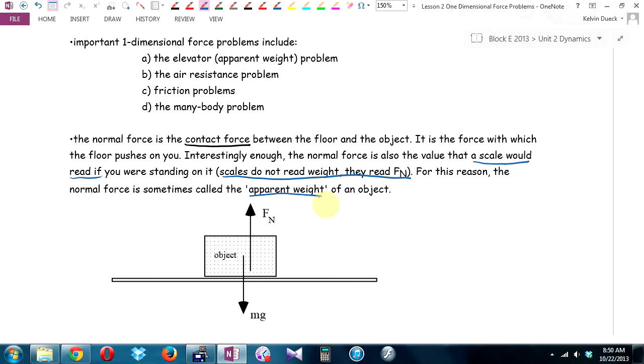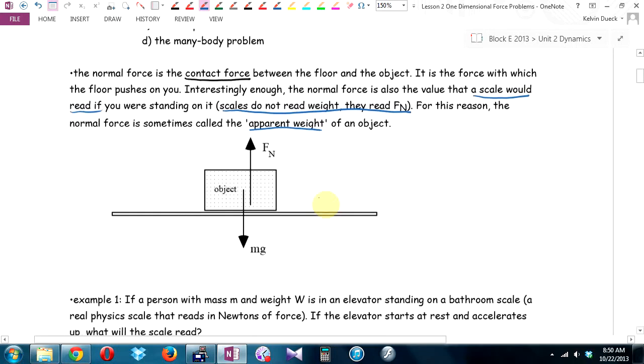What you think of as how heavy you feel is actually the ground, or right now your chair, pushing up against your body. If that chair vanishes, I'm telling you, mg is still in effect. You'll fall down for a brief moment, you'll feel weightless. But you're not. The apparent weight is the ground pushing up against you, the normal force.